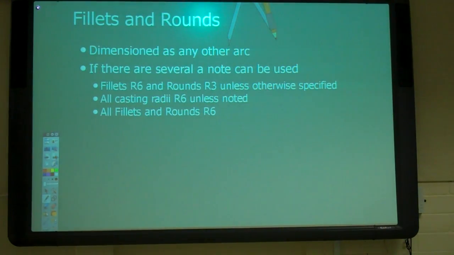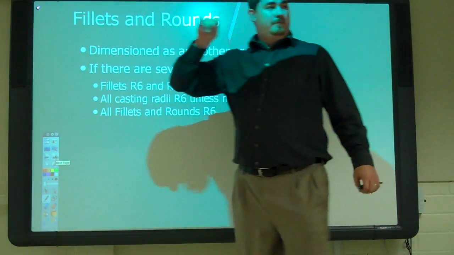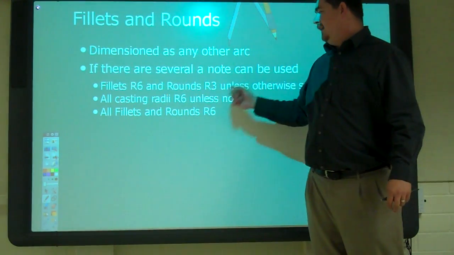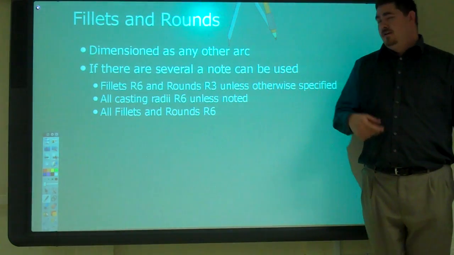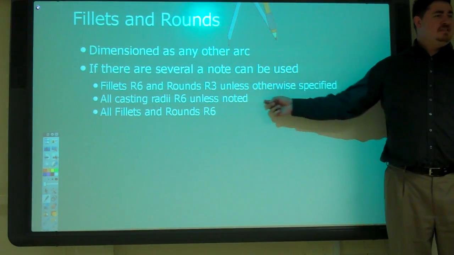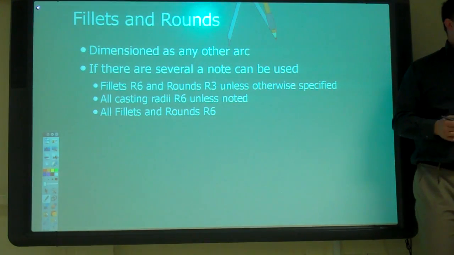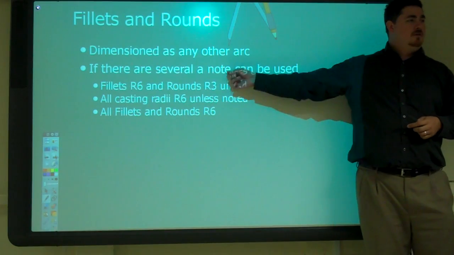Okay? So if you have a part that's cast, so it has fillets and rounds on everything, instead of having to dimension all of them, just make a note. So fillets this, rounds that, all fillets and rounds, all casting radii. And so that covers anything that's not dimensioned by itself. So if you have one that's different, you dimension that one. But everything else will fall under these.